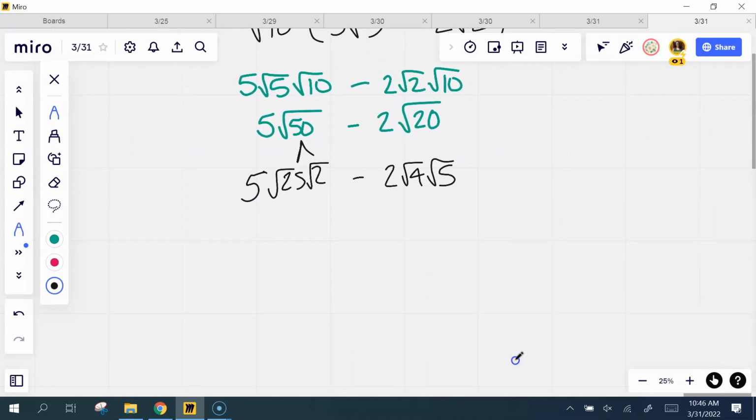This is 5 times 5, which is 25 square root of 2. I need to write it really quick. This one is 2 times 2, which is 4, so minus 4 root 5. And what do you notice? Oh, they're not the same. So what? You leave it like that. You can't do anything else. If they were the same, you would combine them, but they're not, so stop.